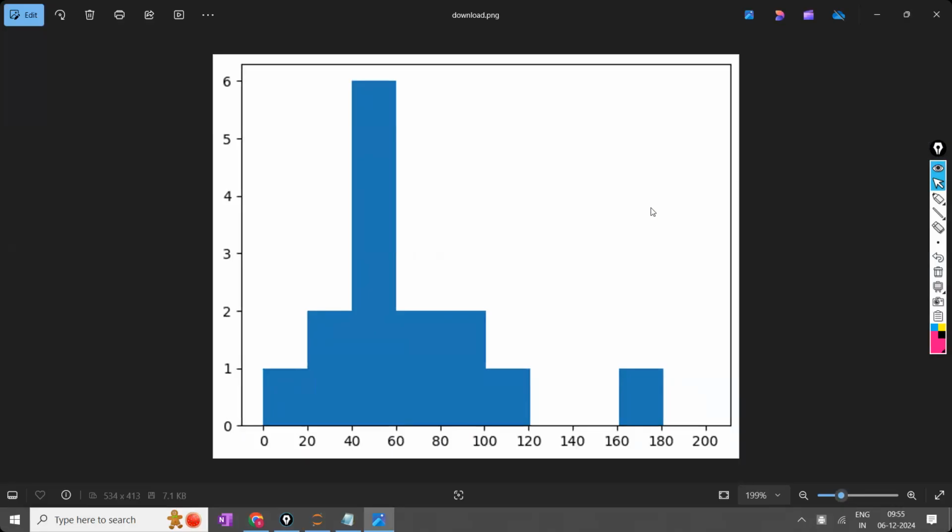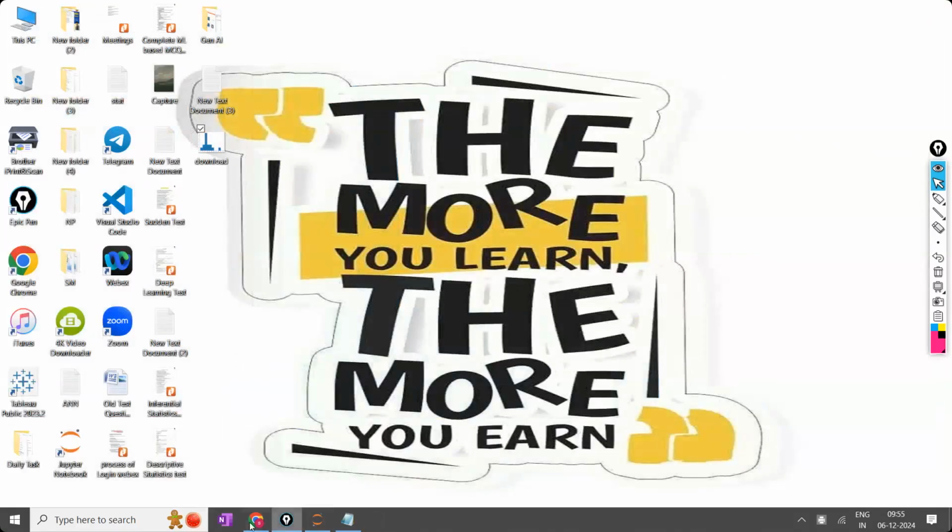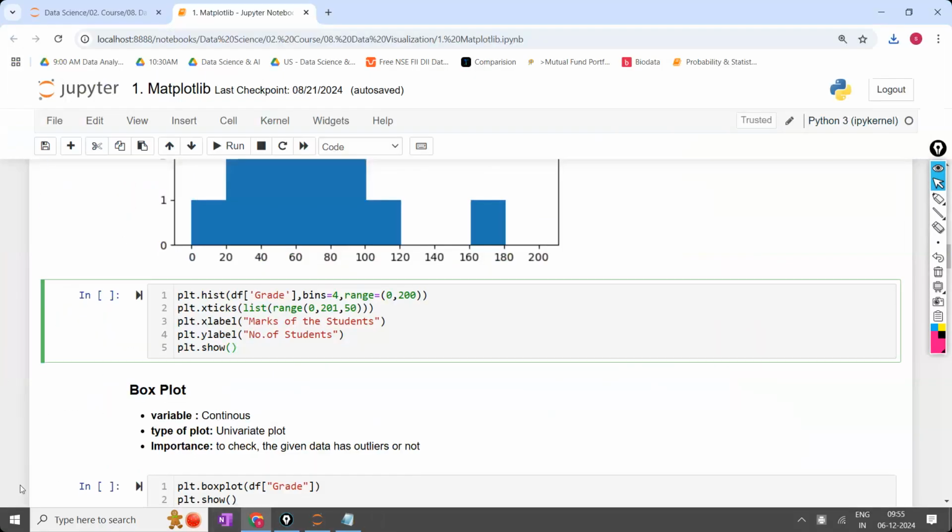Where are the labels? Labels means names: the name of the x-axis, the name of the y-axis. Sir, on the x-axis I have considered the marks of the students. On the y-axis, it is the total number of students. How many students are there? Instead of saying it with the mouth, write that down. How to write that, by adding the xlabel and ylabel. X label is marks of the students, y label is number of students.